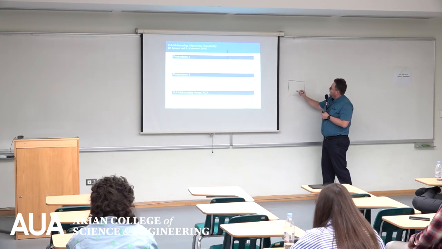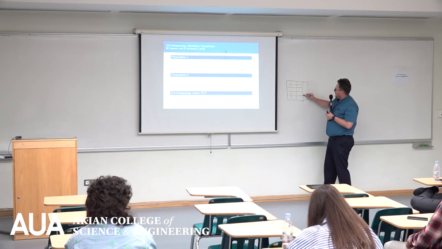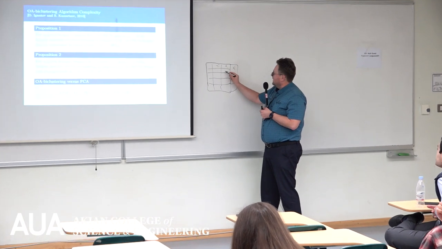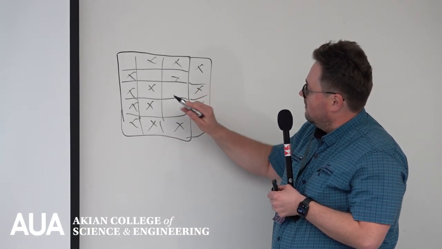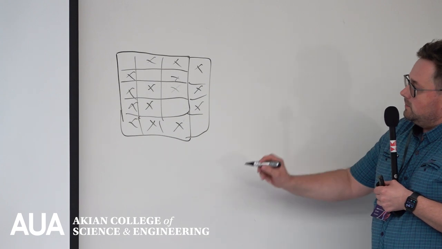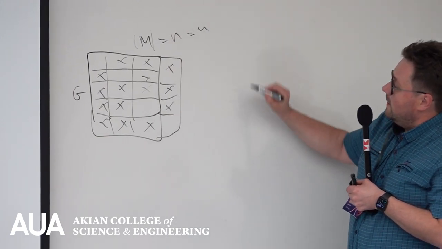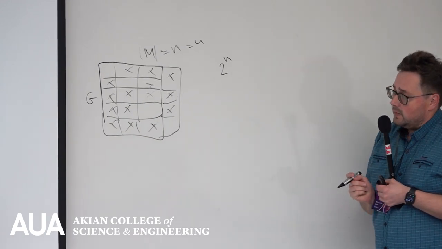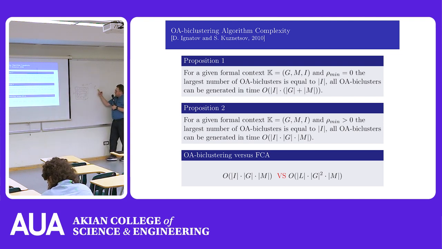In case you have a very simple object-attribute matrix, of size, I don't know, 4 times 4, where all the crosses are present except the main diagonal, then, am I right? That seems so. Then this is G, this is M, and let it be N, that is 4. Then you will have 2^n patterns. So here is the complexity in terms of the input and also in terms of the output. So in the worst case, you'll have even exponential complexity.